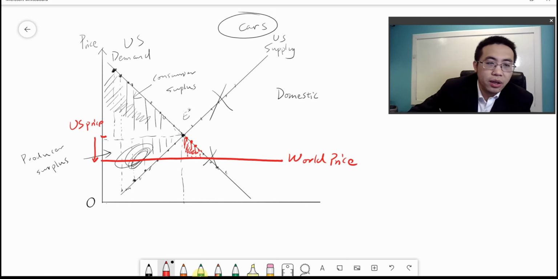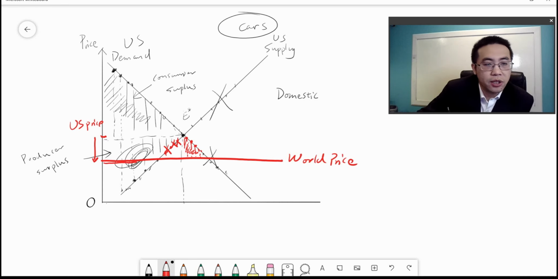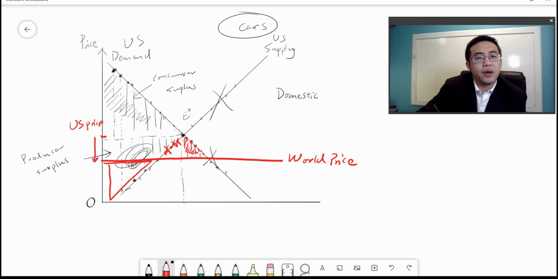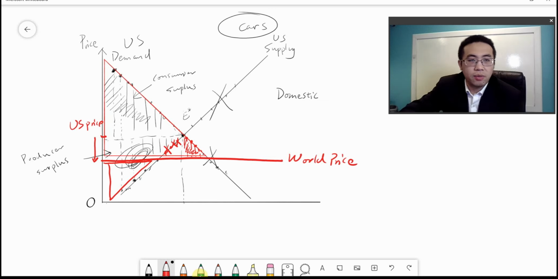But who would get hurt? The producers actually would get hurt because these producers used to be able to produce because the US price was higher than they are willing to sell, but now they are facing a much lower world price, which they can't sell. If they sell at the world price, these people would have a loss, so they will not be in the market anymore. So the new producer surplus is this triangular area, and the new consumer surplus is this triangular area. So you can definitely see that the consumers are better off and the producers are worse off.